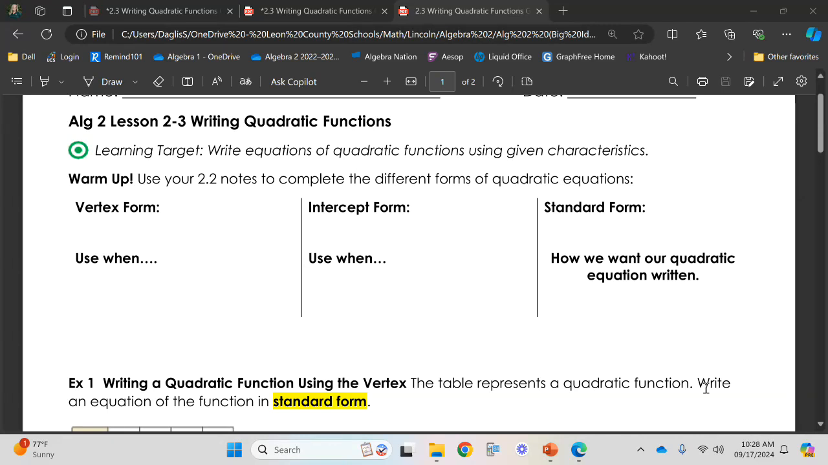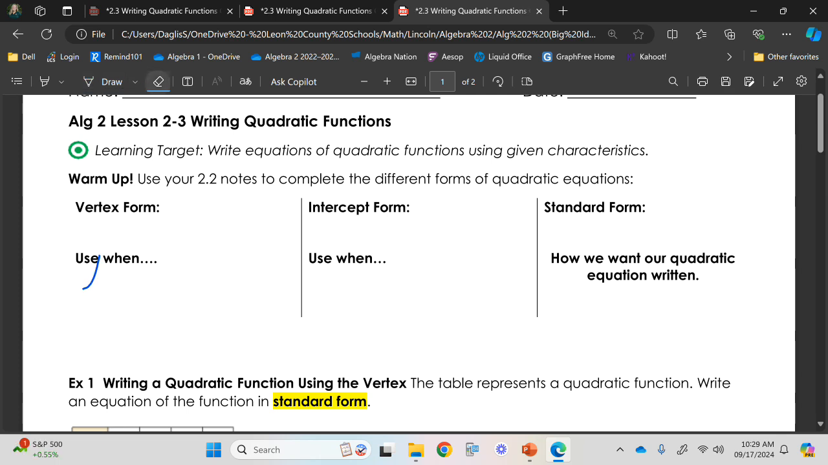Okay, so for our warm-up today, I need you to use your notes, your 2-2 notes, to look up the different forms of your quadratic equation.